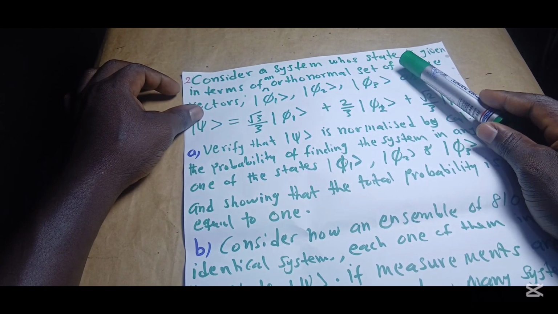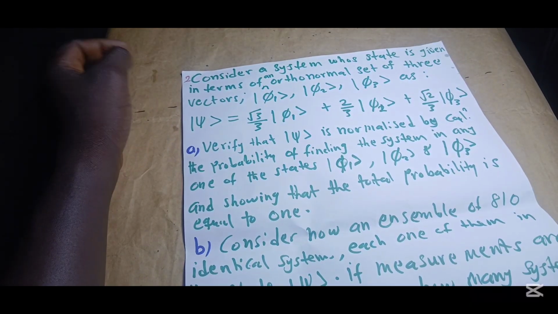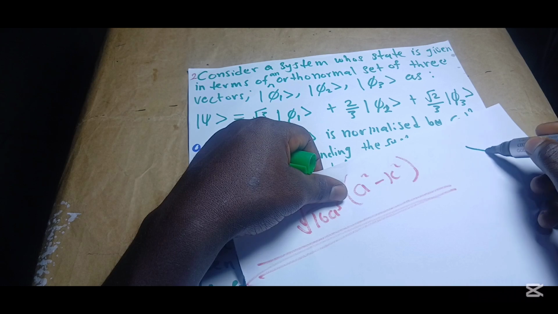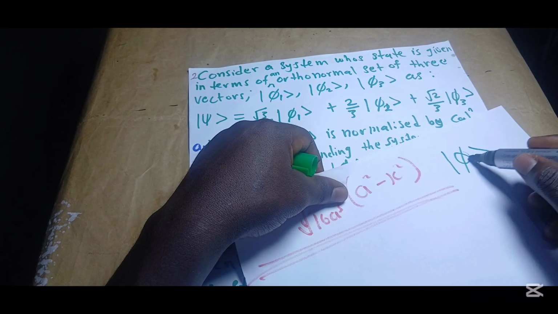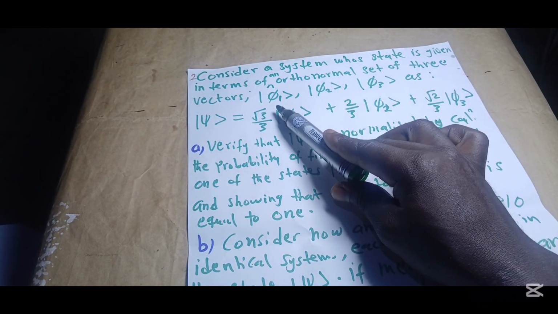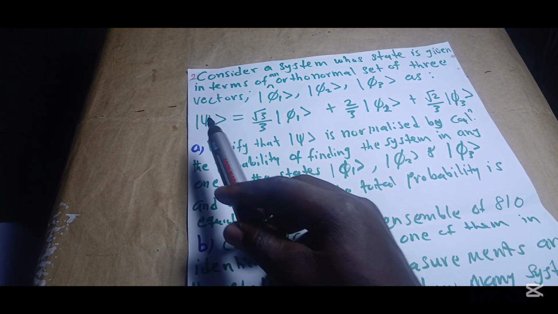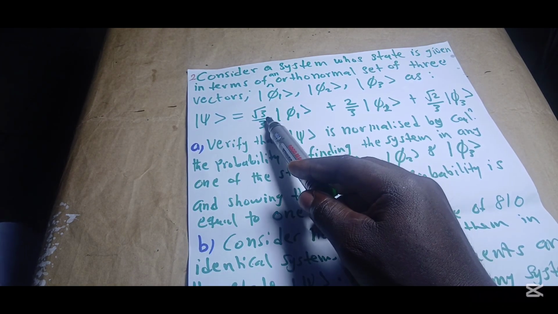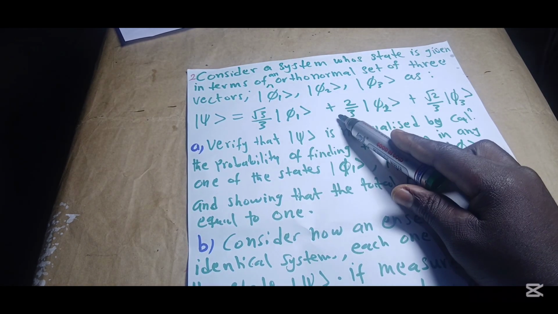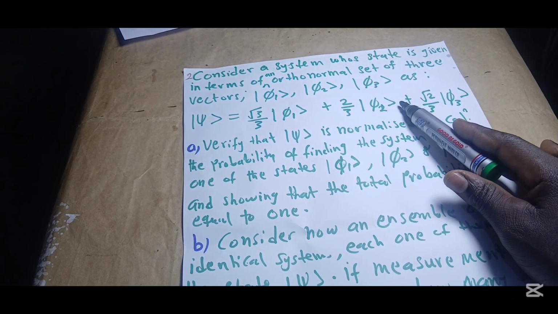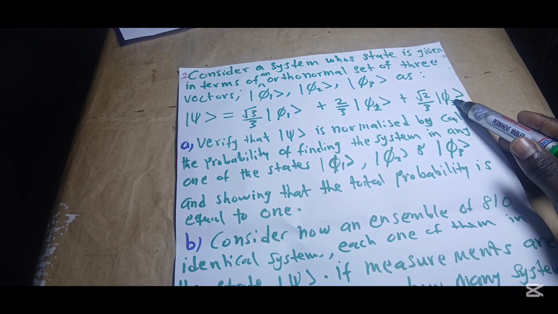Consider a system whose state is given in terms of an orthonormal set of 3 vectors. This symbol in quantum mechanics is called ket. It's normally used to represent the state of a system. So this is ket phi. So ket phi 1, ket phi 2, ket phi 3, and ket psi equal square root of 3 over 3 ket phi 1 plus 2 over 3 ket phi 2 plus square root of 2 over 3 ket phi 3.